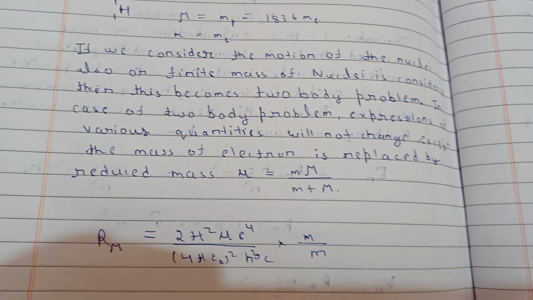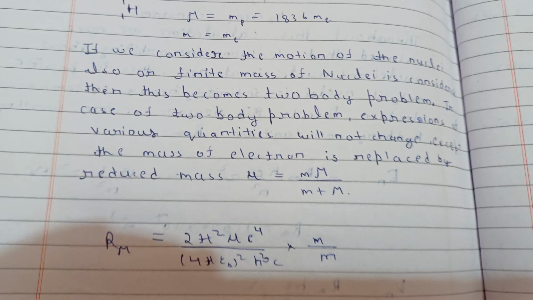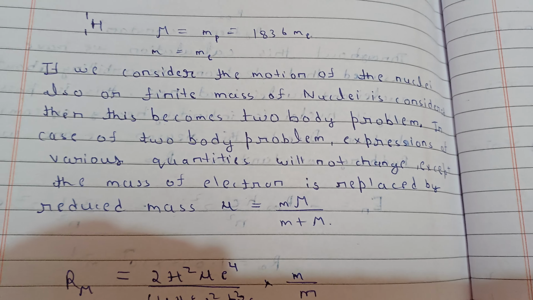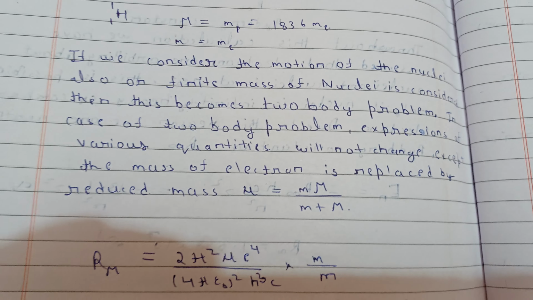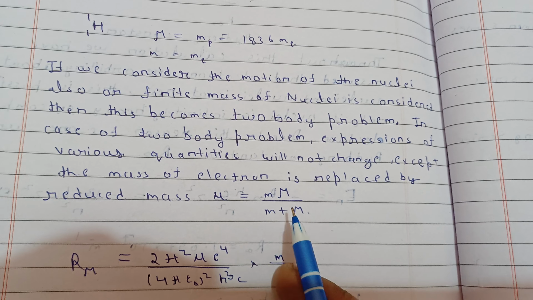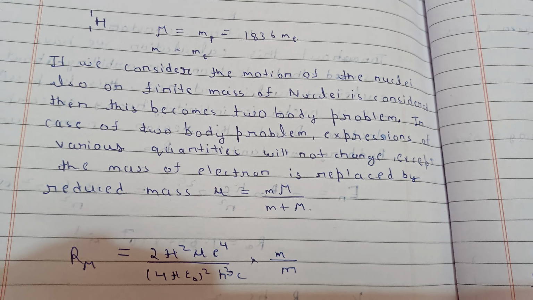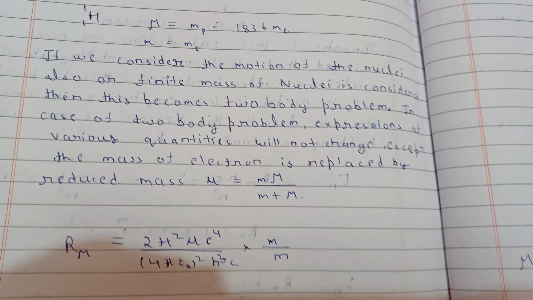In the last lecture we were discussing Bohr's model, and how the Rydberg constant will change when we consider the reduced mass, which is the multiplication of the two masses divided by their sum. And today we'll see how to prove this result.